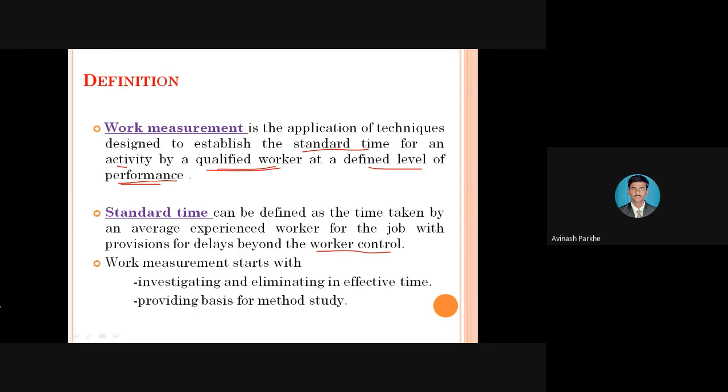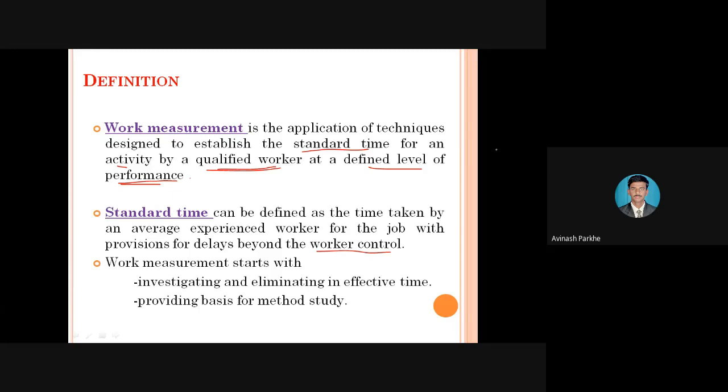That is, standard time is equal to normal time plus the allowances. So normal time means the time required to perform the operations only, and if I add the allowance to that normal time, the addition of normal time plus allowances is called standard time.